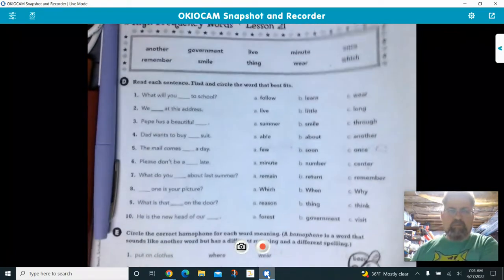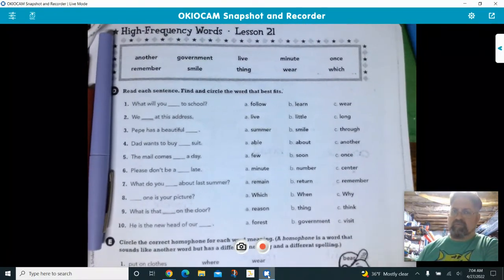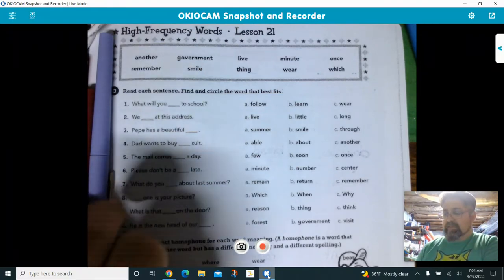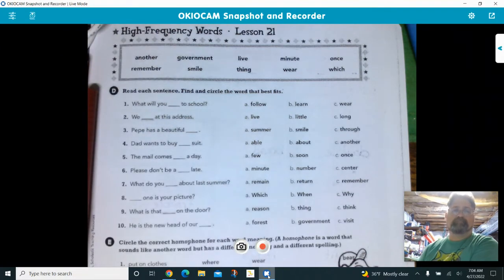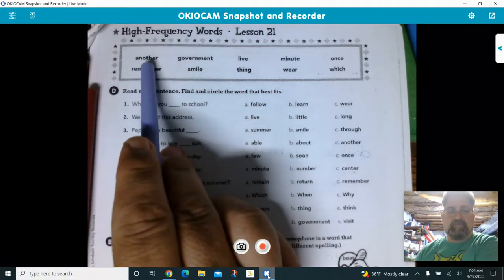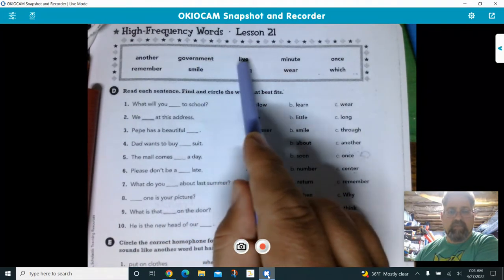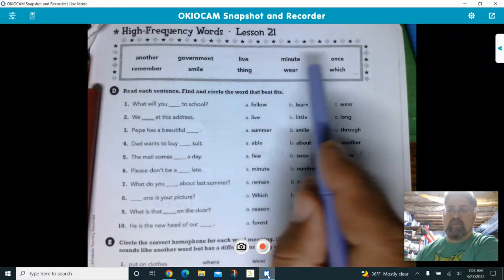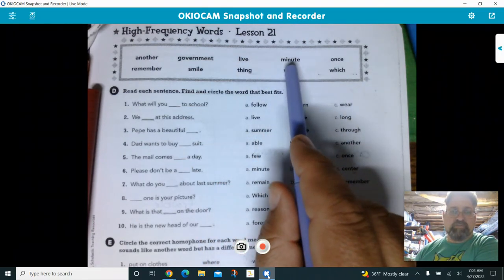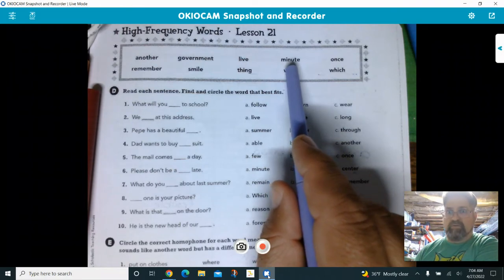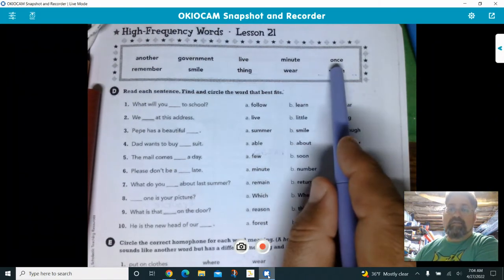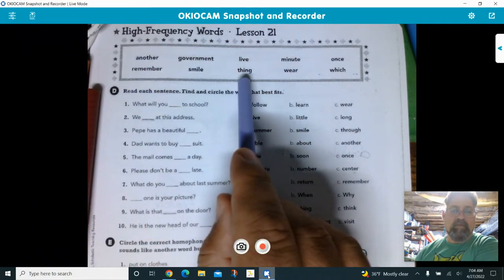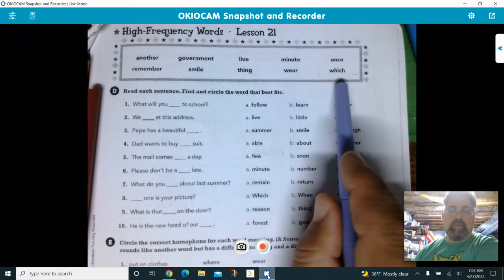We have our high frequency words. We've seen them before. Well, that's why they're high frequency, because we see them a lot. But we actually worked with these on Monday. The words we have in our box are another, government. That could be live or live. It's spelled the same either way. That could be minute or minute. Minute just means small, like a minute portion of an hour. Once, remember, smile, thing, where, and which.